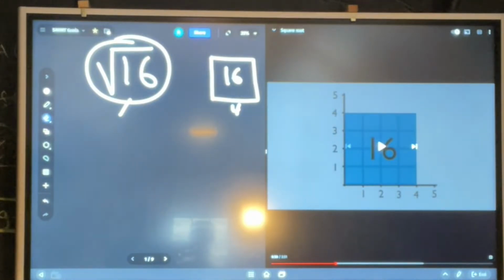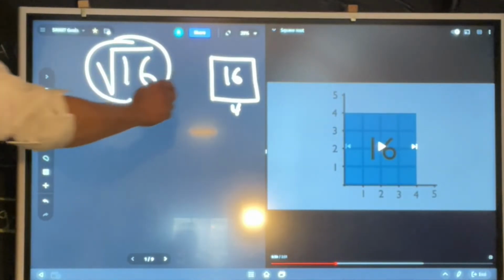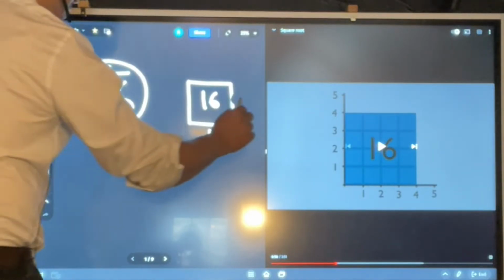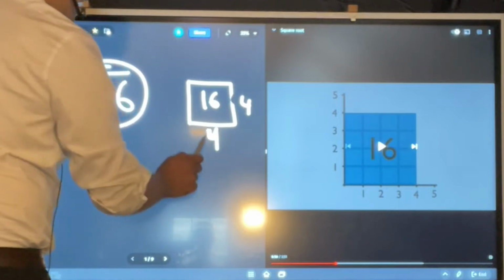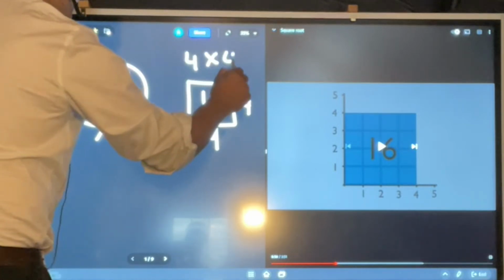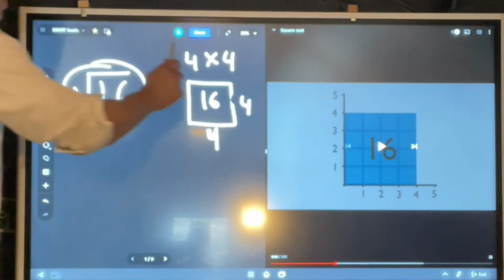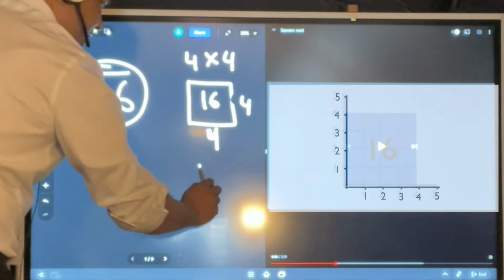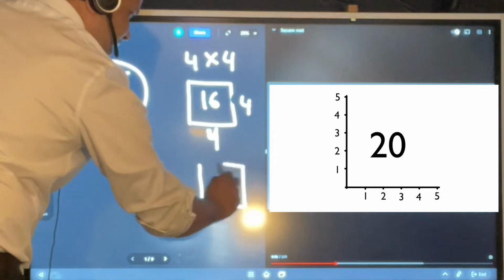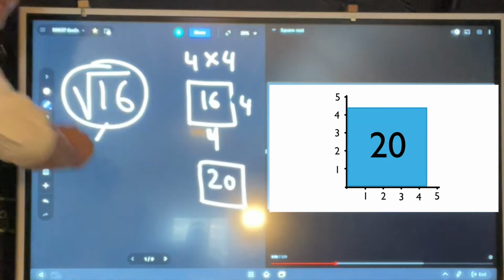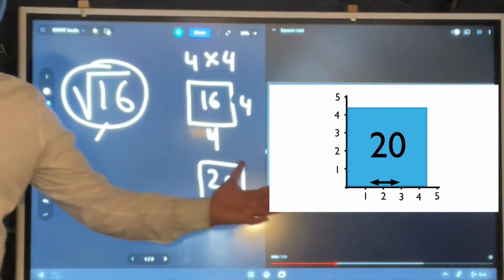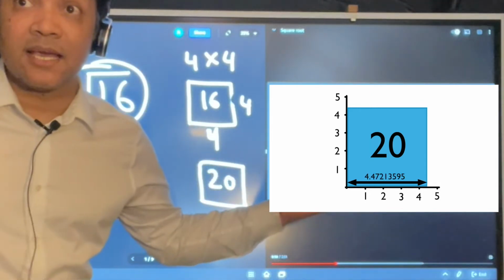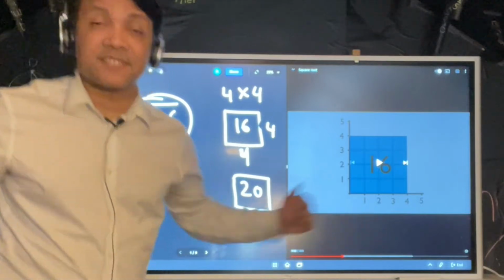Okay, so the student asked a nice question. This is a perfect square because 4 times 4 is 16. Both of them are integers and both of them are identical numbers. The student asks, what if there is a square whose area is 20? Then the side length will be identical, but it won't be an integer. That's what the student asked.